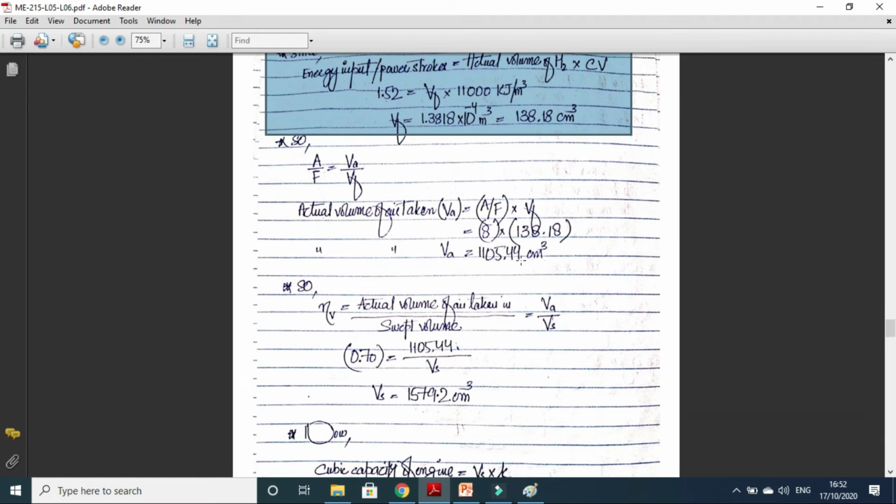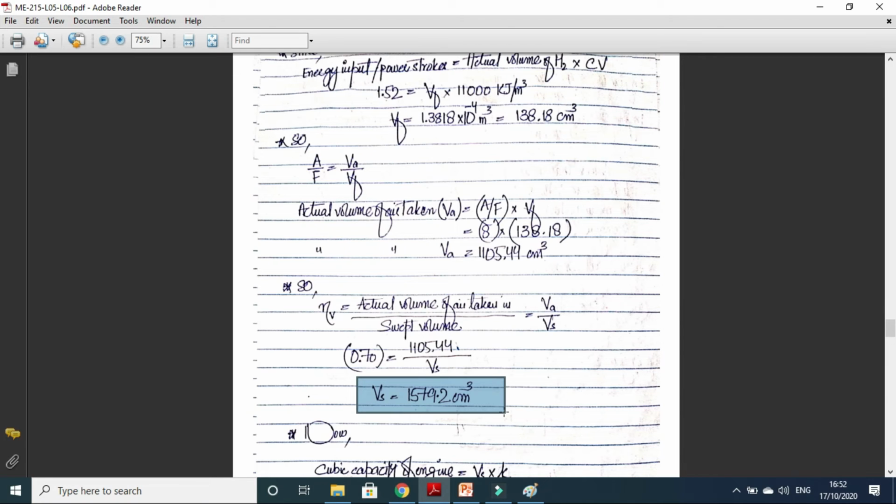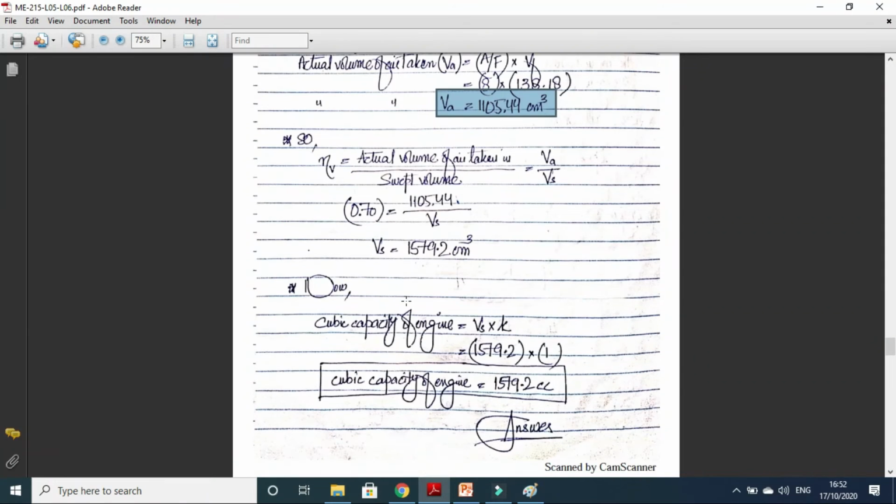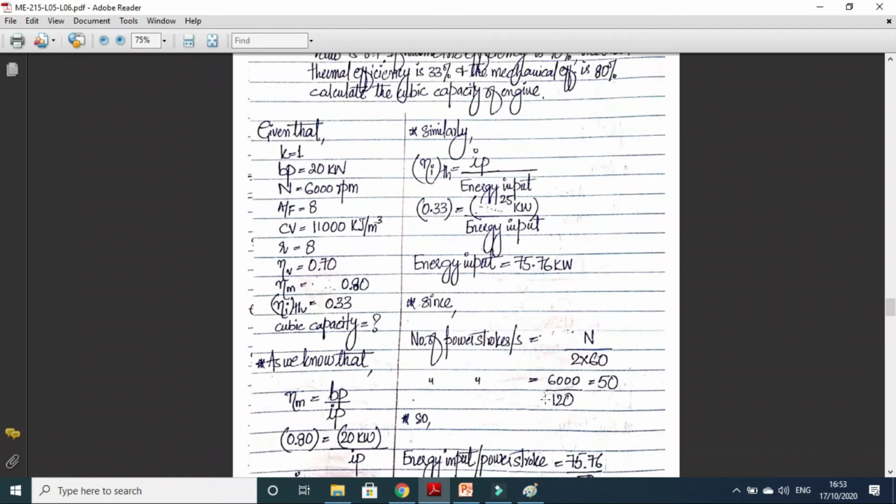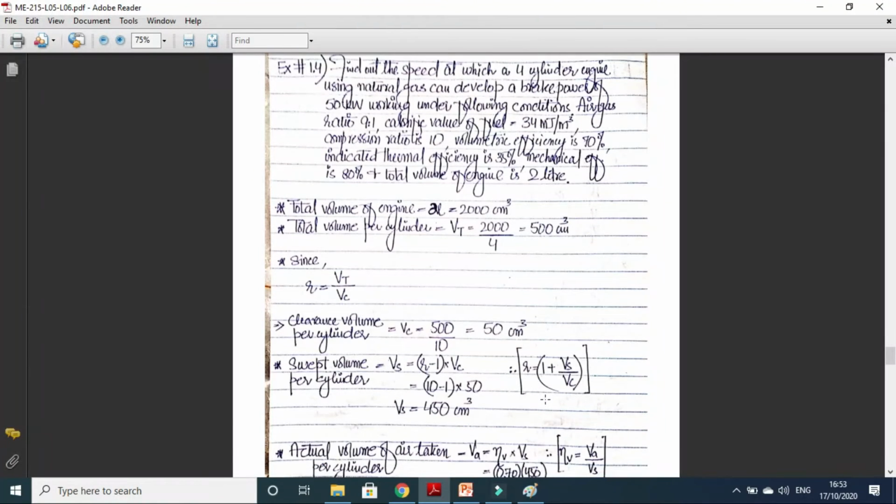Now with the help of actual volume of air, we can find the swept volume by using the volumetric efficiency formula. So swept volume is 1579.2. This is the maximum amount of air which can go in, 1579, and the actual air which is going is 1100. So you know the swept volume, you multiply the swept volume with the number of cylinder which is 1, so you get the cubic capacity. It is approximately like 1600 cc engine. So the engine is 1600 cc. So it's an easy numerical.